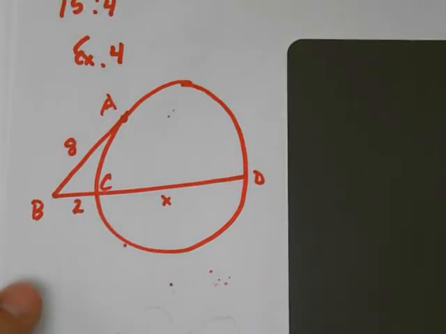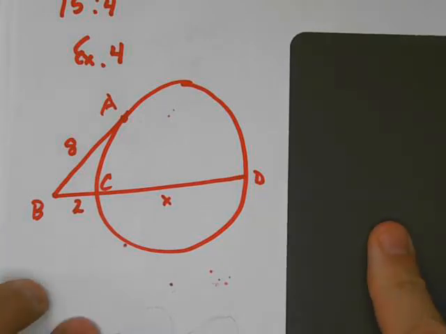Got it? Okay, back to here. What's segment BD called? Corbin? A secant. What's segment BC called? External secant segment, or the external segment of a secant. Very good. So now here's the equation that you can get.